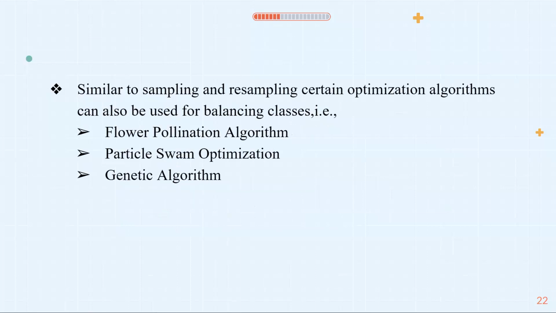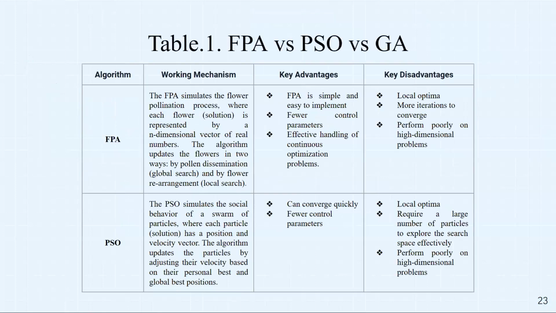Similar to this, certain optimization algorithms can also be used for balancing classes, such as flower pollination algorithm, particle swarm optimization algorithm, and genetic algorithm. So FPA is simply a meta-heuristic optimization algorithm, which mainly works by maintaining a population of flowers.